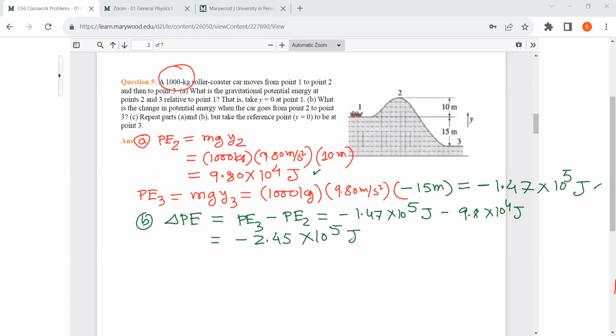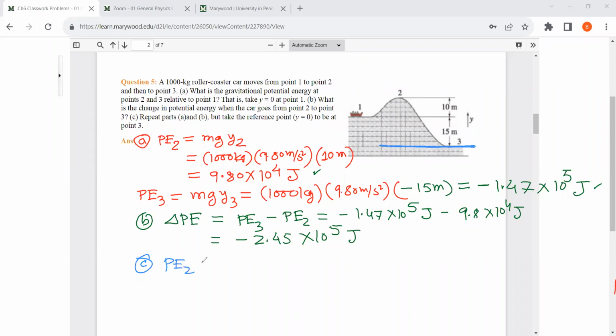All right. Now number C. It says repeat parts A and B, but this time take the reference point y equal to 0 to be at the point 3. Okay. So now it says that take this line as the reference point. Take this line. Okay. All right.